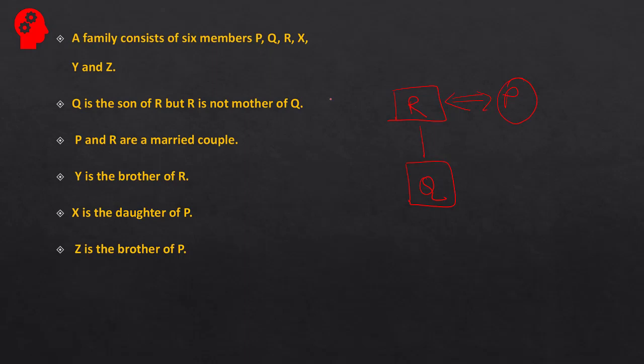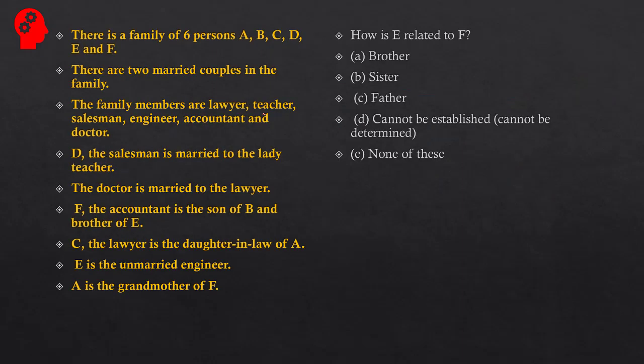Y is the brother of R. X is the daughter of P. So this couple has 2 kids. X is the daughter. Q is the son. Z is the brother of P. So that completes a family tree. Okay, important point was this. To infer that R, if R is not the mother of Q, then R has to be father of Q. Hope this is clear to you.